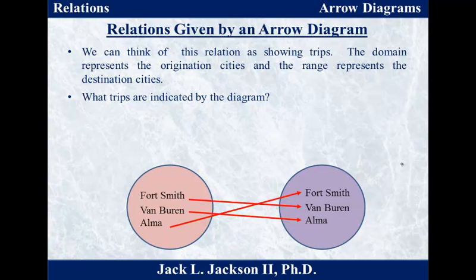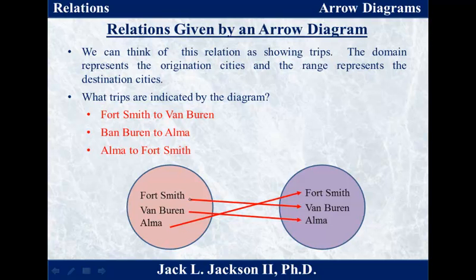Okay, so which trips are indicated by the diagram? Well, we've got Fort Smith to Van Buren. That should say Van Buren to Alma, and then Alma to Fort Smith.